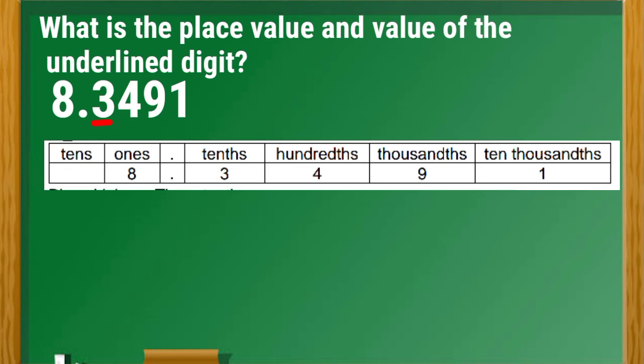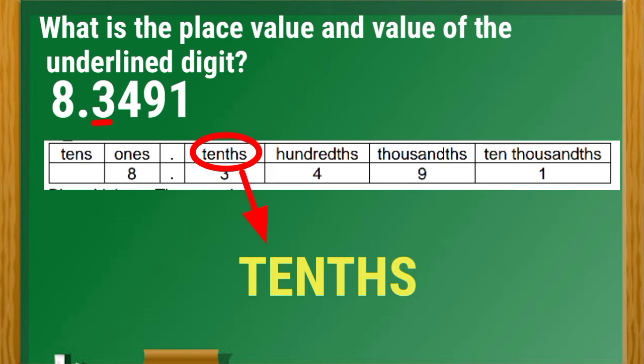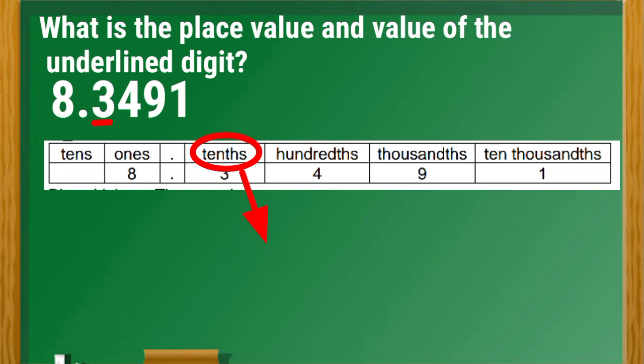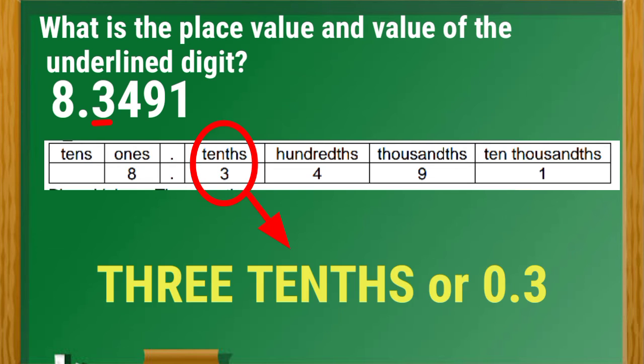So now the question is, what is the place value and value of the underlined digit? So the underlined digit here is digit 3. Look at the place value of 3. Okay, the answer is tenths. So the place value of digit 3 is tenths. Since the place value of this digit is tenths, what do you think is the value? The value is 3 tenths, or it can be written as 0.3 and can be properly read as 3 tenths.